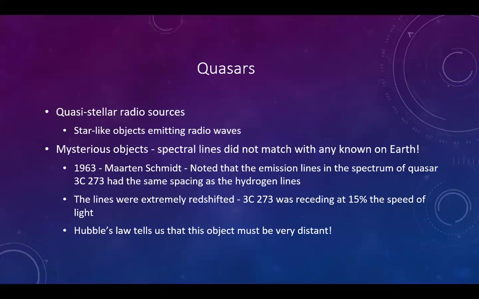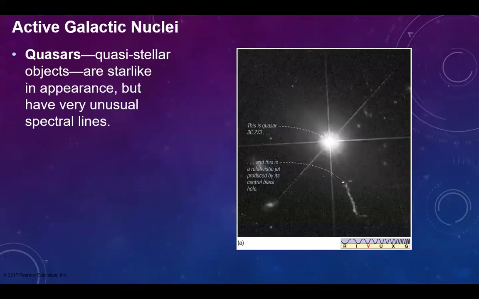And then he worked out what the redshift would be for this. They were extremely redshifted. It was receding at 15% of the speed of light. And Hubble's law tells us this object had to be incredibly distant. And in fact, quasars are some of the most distant objects we see. They could be billions of light years away. Most of them are around 10 billion light years away. They're quasi-stellar objects. They're star-like in appearance, but they have very unusual spectral lines.